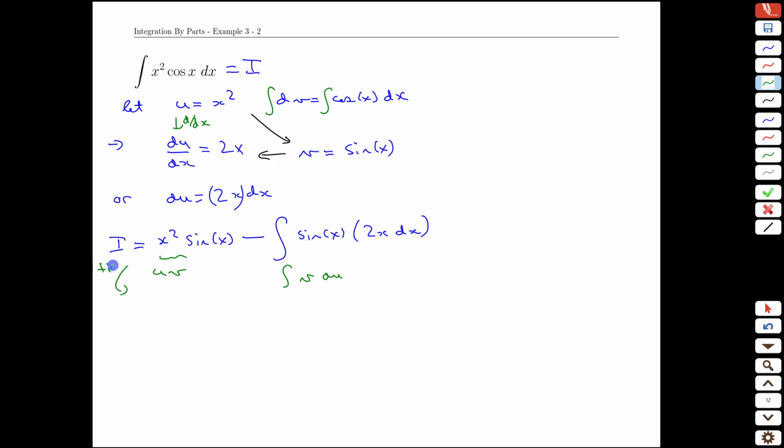All right, then tidying up, just so we can take a closer look at what we actually have. We have x squared sine of x, and that's essentially dealt with. Minus 2, and we would typically write this as x sine of x dx.